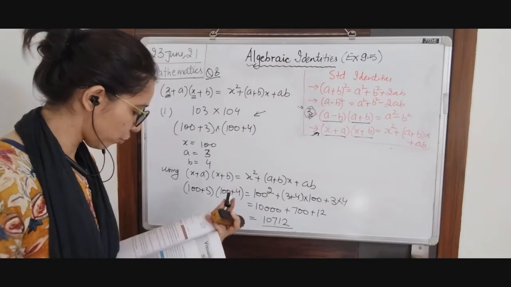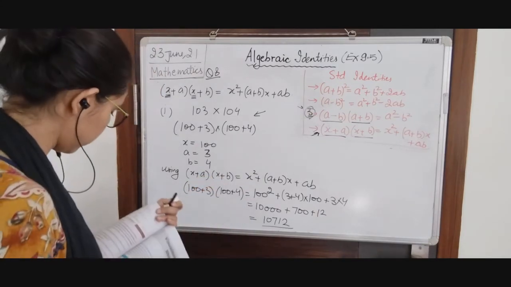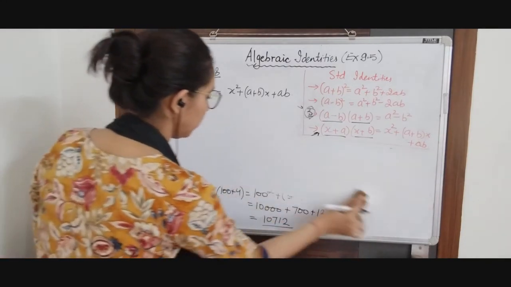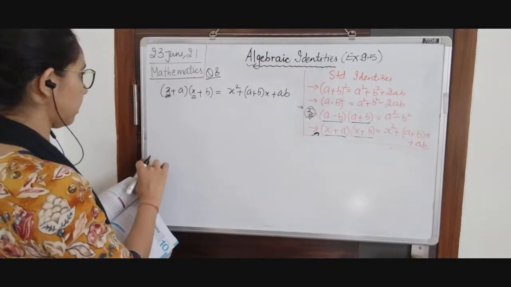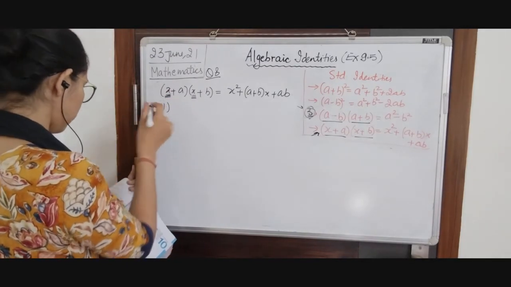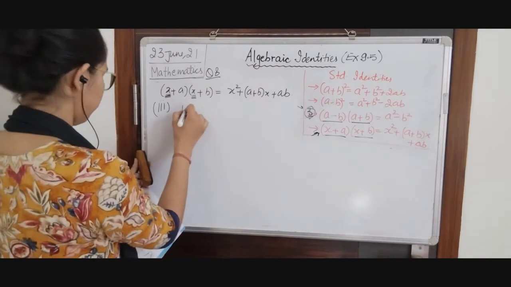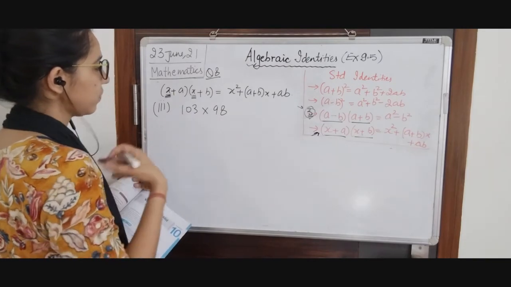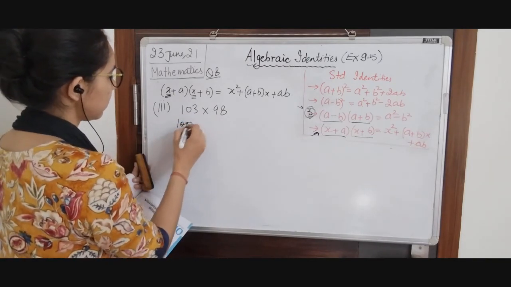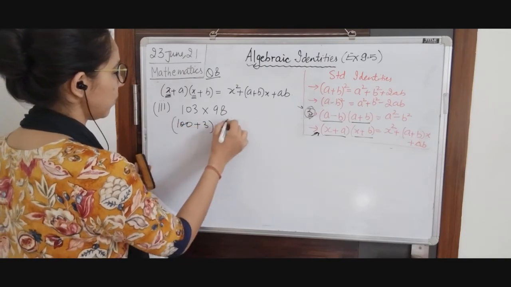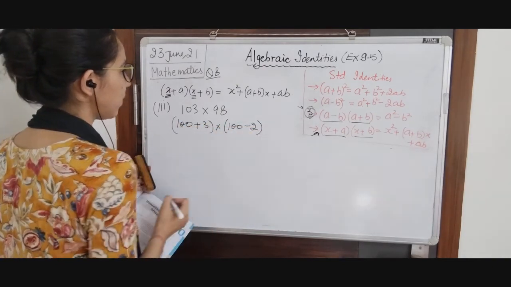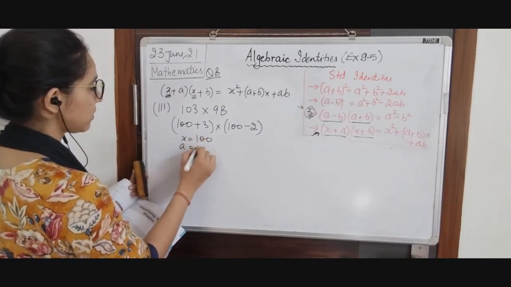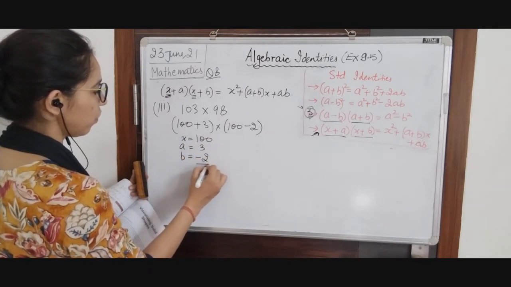We have 3 more parts. We are going to do 2 parts from it. One is decimal and one is the simple whole number. We are going to do the third part earlier, and then later on we are going to do the second part or maybe the fourth part. So 103 into 98. We can see that I can take the number 100 as x, so 100 plus 3, and 100 minus 2, I can take this number as negative also. Okay, so your x is 100 here, your a is 3 and your b is minus 2.